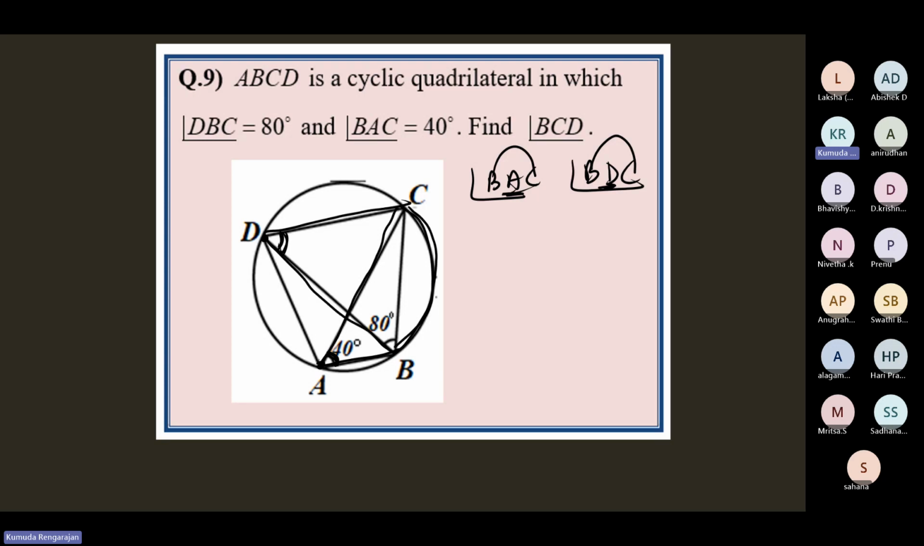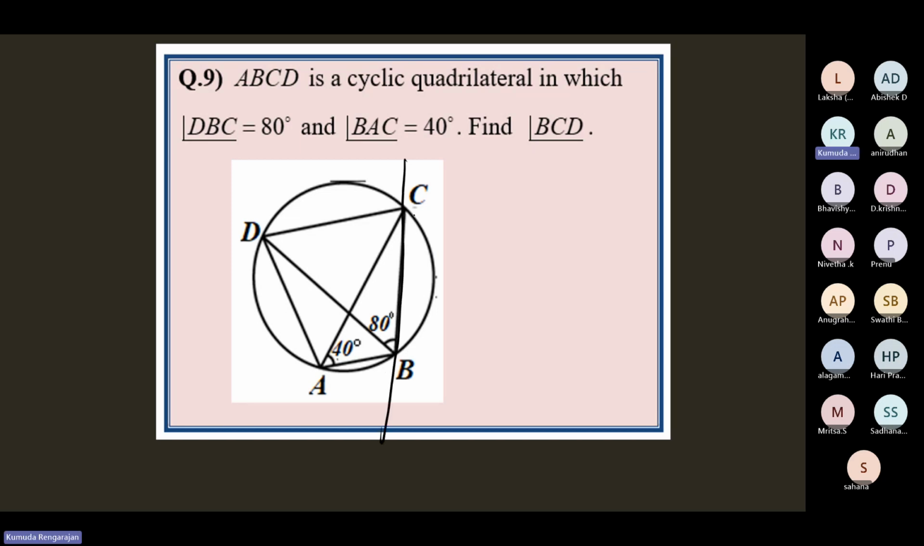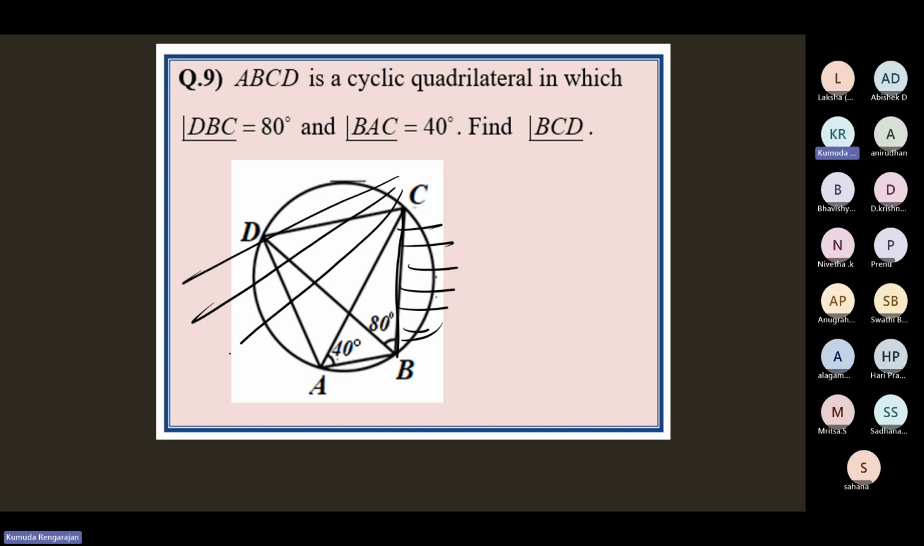So here we use the theorem that angles in the same segment of a circle are equal, because with respect to this chord, a chord is a line segment. I'm just extending to show you better. So this is the chord. This is the major segment, and both the angles are in the major segment.